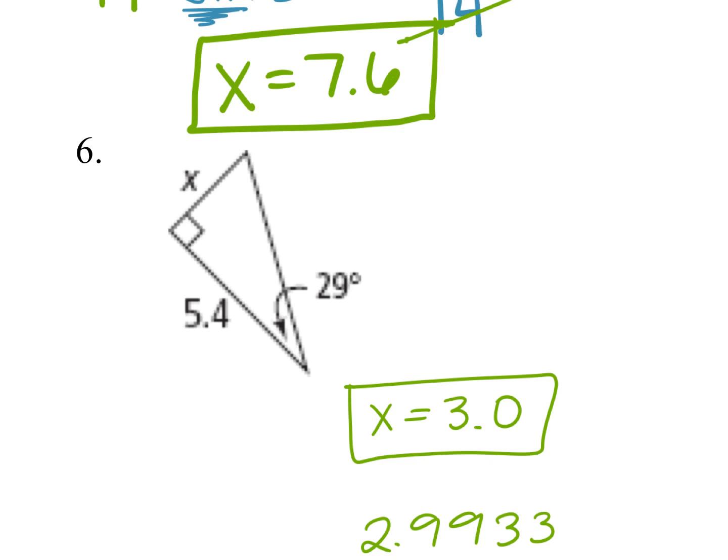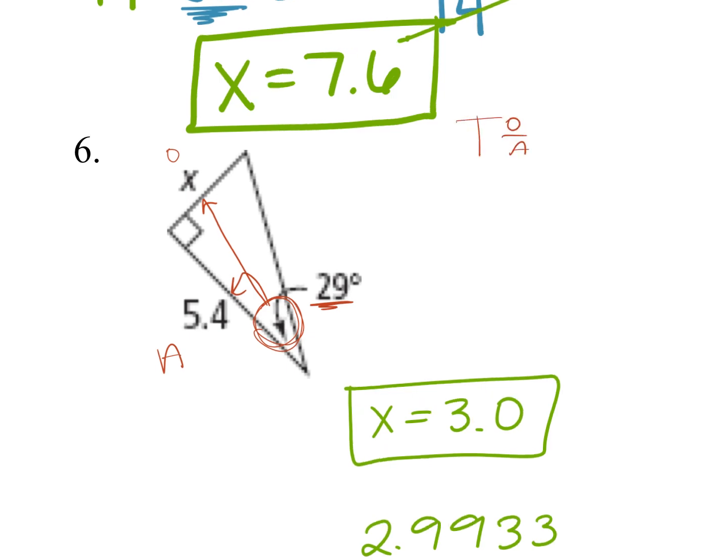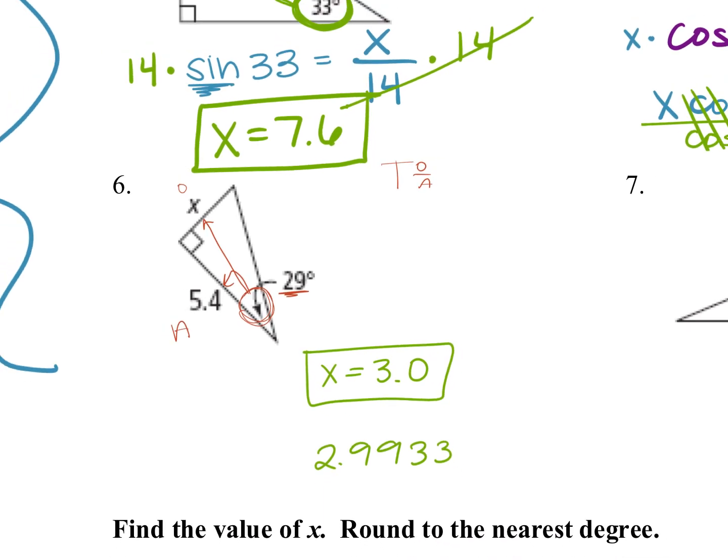Tangent, because it's opposite over adjacent. So you start at the angle, right, which is 29. You have your opposite and you have your adjacent. Opposite over adjacent is the TOA part. So it should be tan.